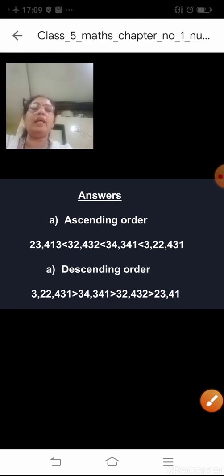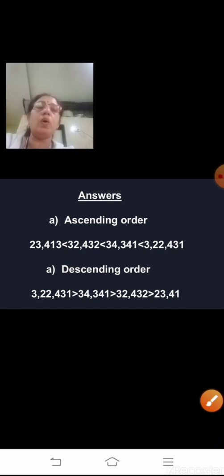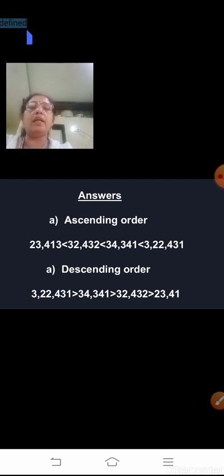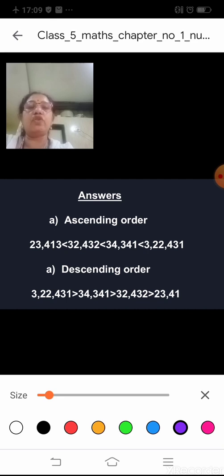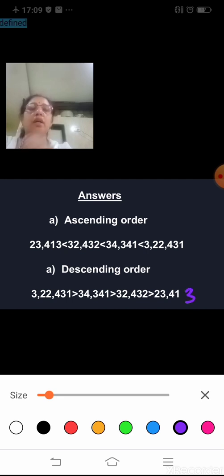Now when you are writing in descending order, it is nothing but vice versa. How do we write? You write the bigger number first. So here 3,22,000 will come first, then comes 34,341, then 32,432, and then 23,413. Actually here 3 is missing, you can write a 3 here.